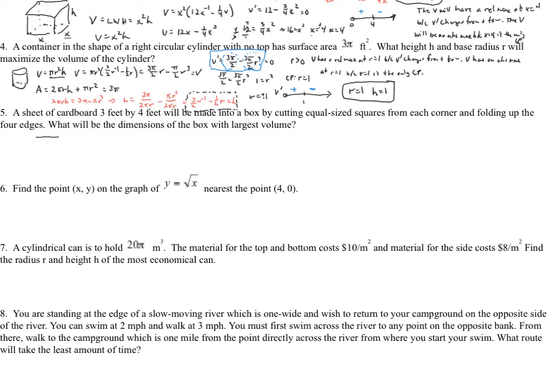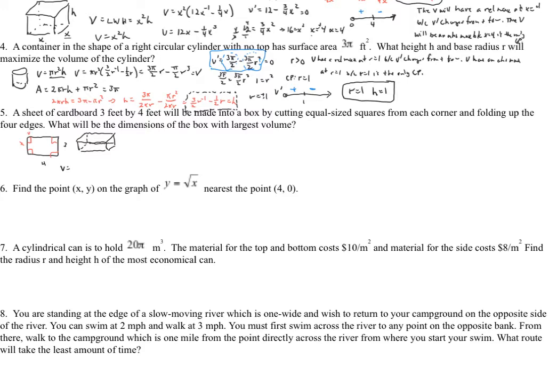So we're starting with this cardboard, and it's going to be 3 by 4. We're going to cut squares out of the corners, and we'll say those are going to be x by x. And when we fold that up, we're going to get a box that looks something like this, and it does not have a top. So there is no lid to that thing. So it's looking something like that.